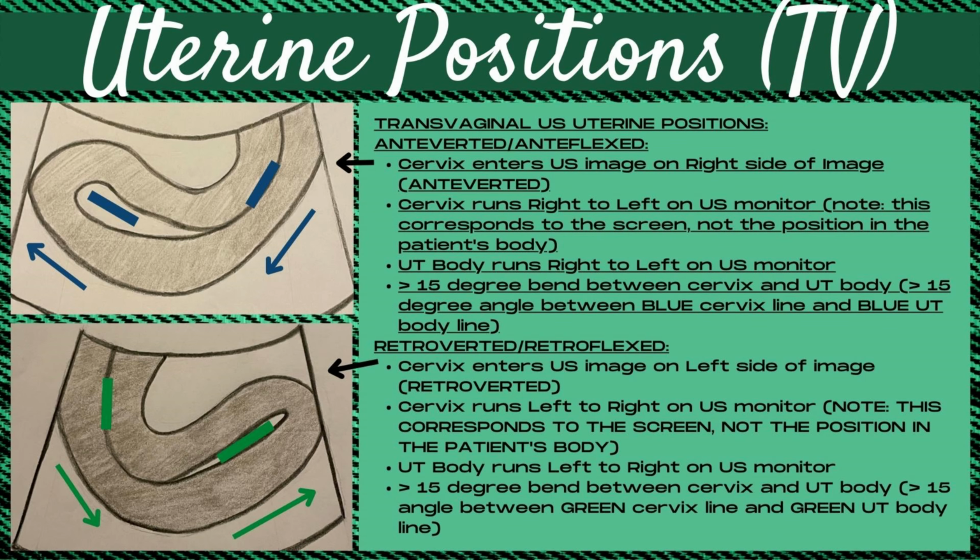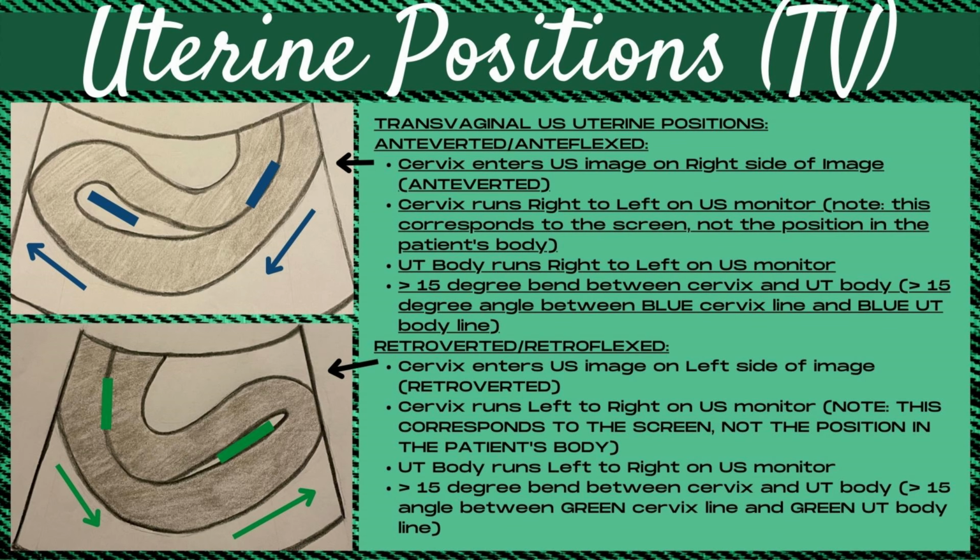There's a greater than 15-degree bend between the cervix and the body of the uterus, and this is demonstrated by the blue line in the cervix and the blue line in the uterine body. There's a greater than 15-degree angle between these two lines.